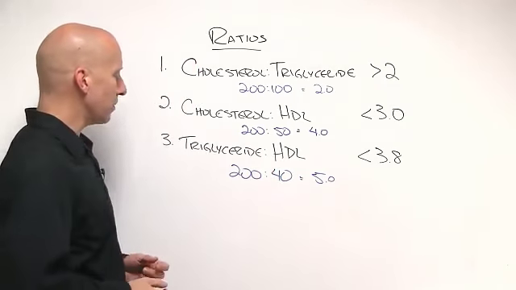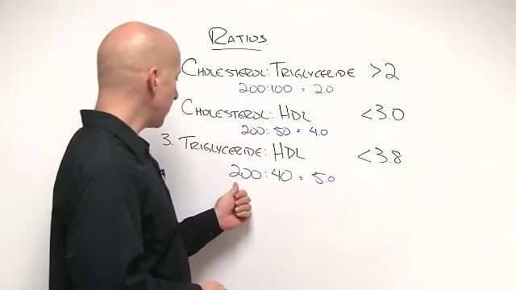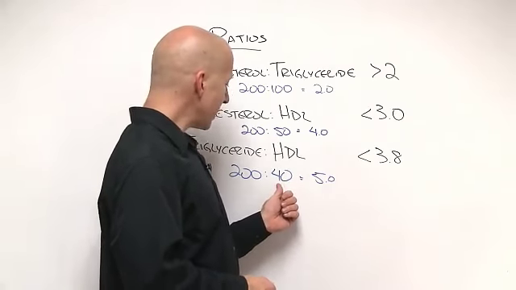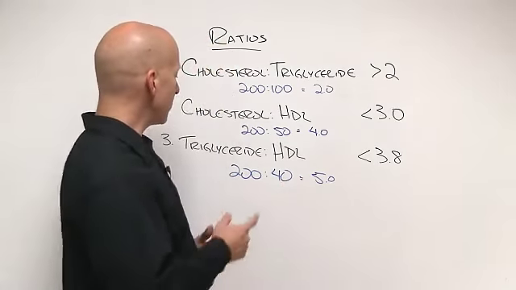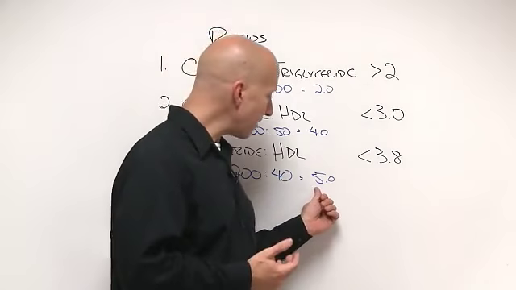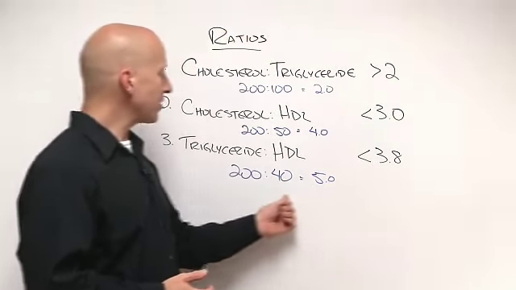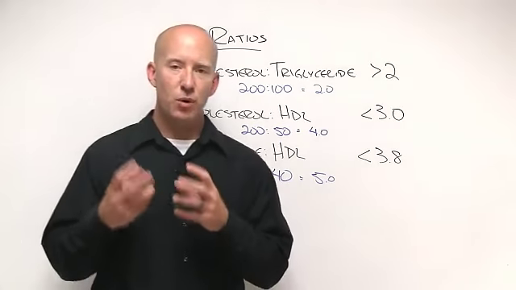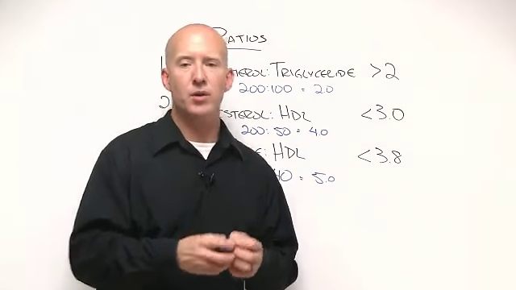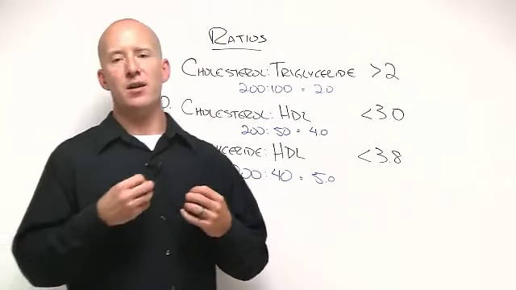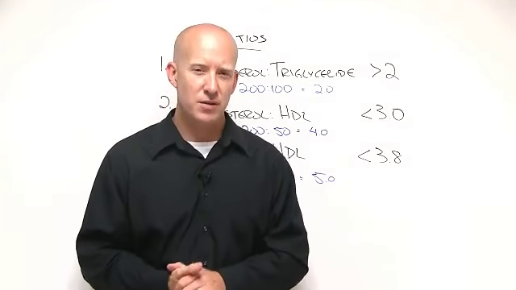because on a basic panel, you have the triglyceride-HDL ratio. So if, for example, somebody had total triglycerides of 200 and an HDL of 40, that would give them a triglyceride-HDL ratio of 5, which is above 3.8, suggesting that this individual has more of these small, dense LDL particles than the large, buoyant ones, and is therefore at an increased risk of cardiovascular disease.